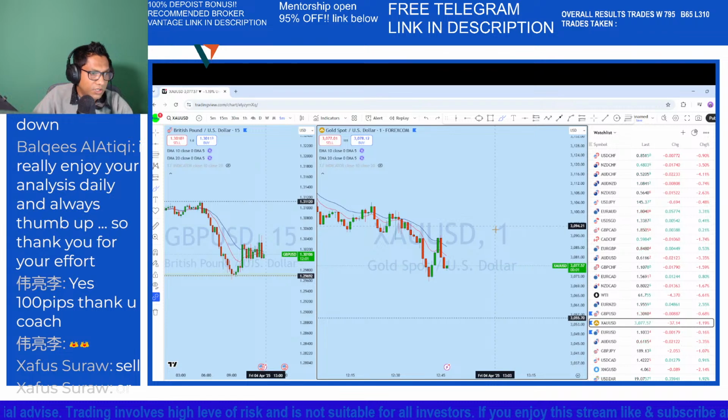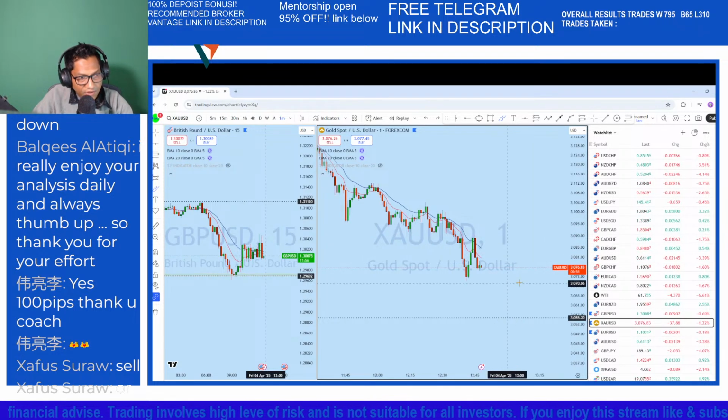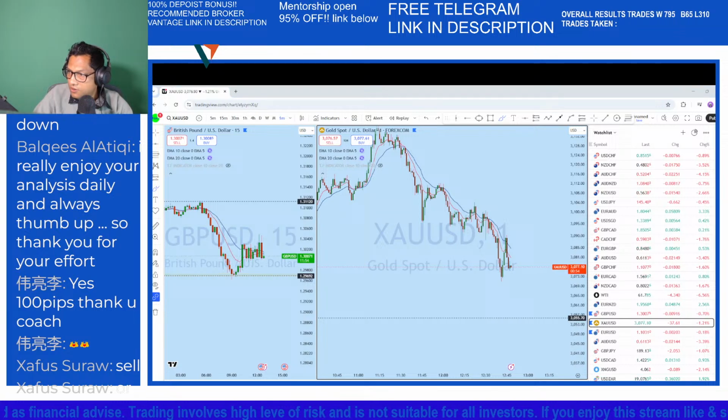So you can see the candlestick pattern is still showing that bearish pattern here. So you could see the market possibly return back to the support level.